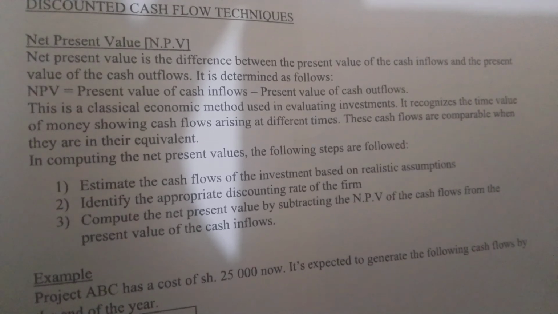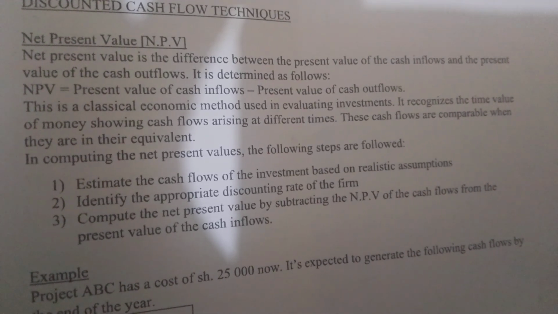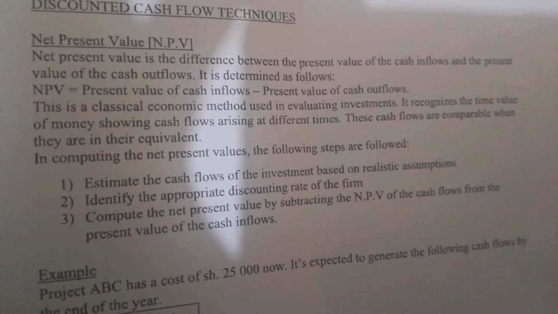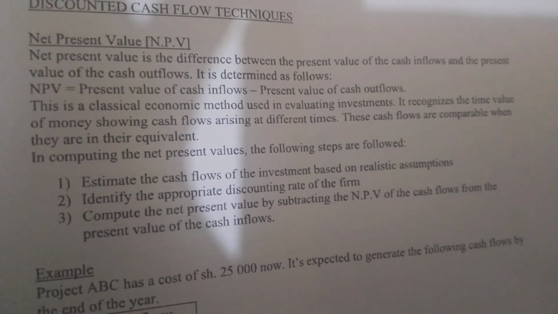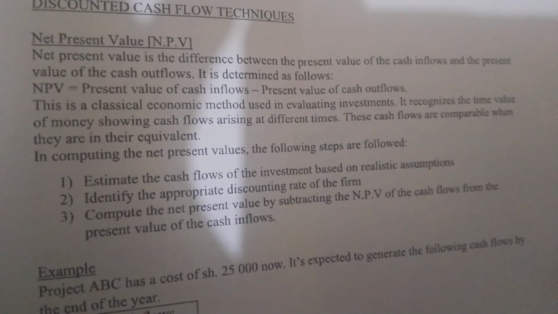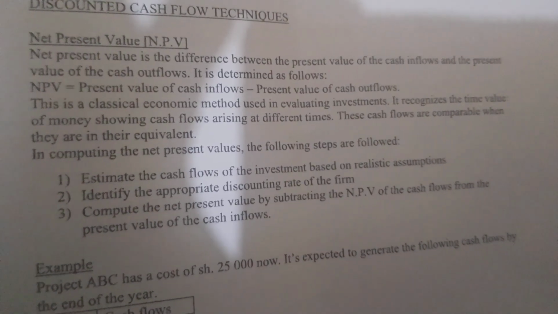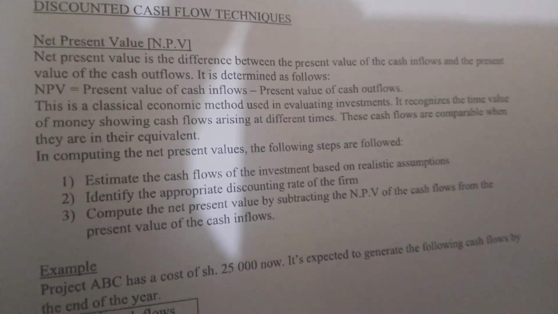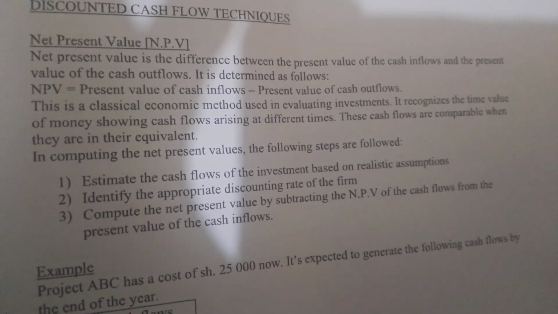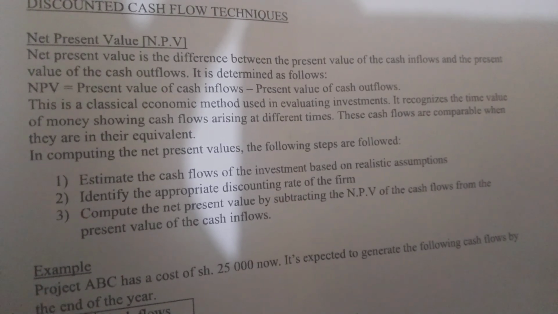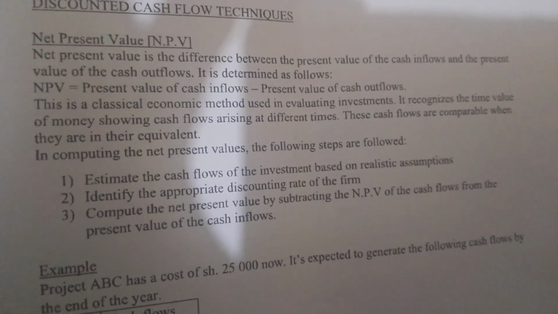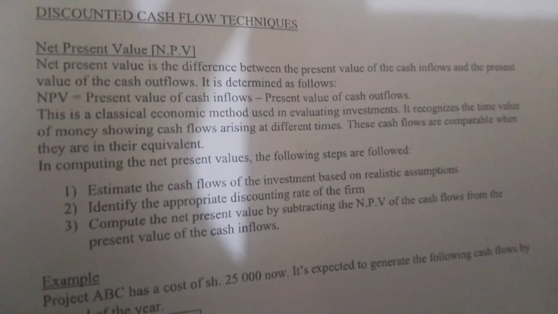If your net present value is negative, then you reject the project. If the net present value is positive, then you accept the project. However, if the net present value is 0, then you should be indifferent. That is, the project can either be accepted or rejected.